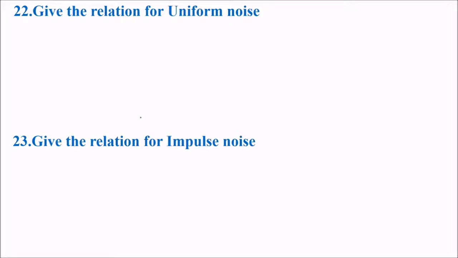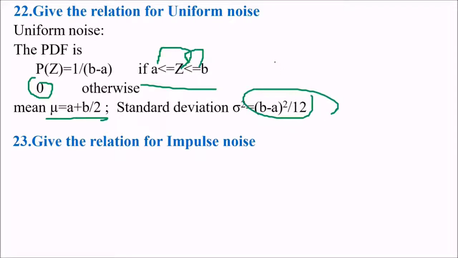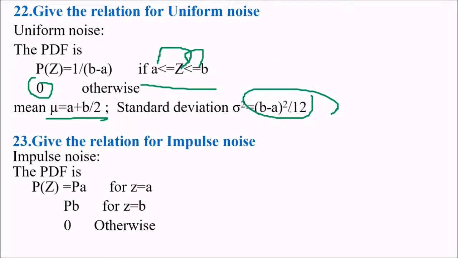Give the relation for uniform noise. Uniform noise is like this: the probability distribution function is 1 by (b minus a) for z between a and b, otherwise it will be 0. If it is not between a and b, it will be 0. The mean is given by (a plus b) by 2. The standard deviation is given by this expression. Impulse noise is Pa for z equal to a, Pb for z equal to b, or otherwise 0.